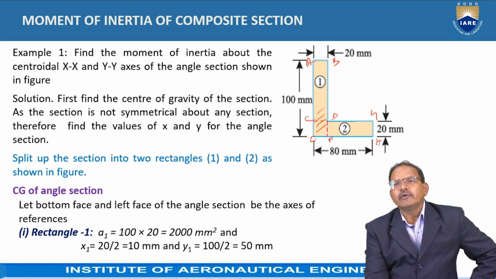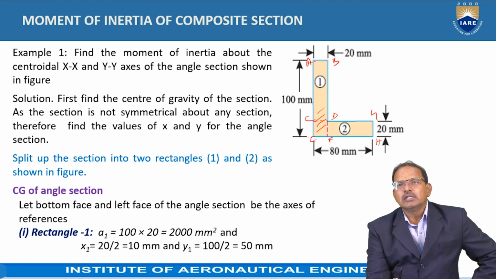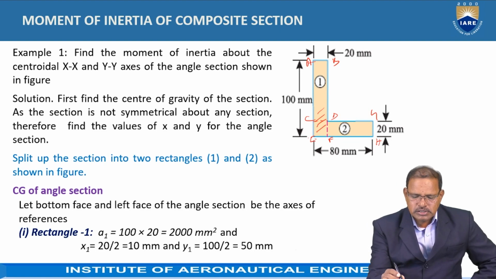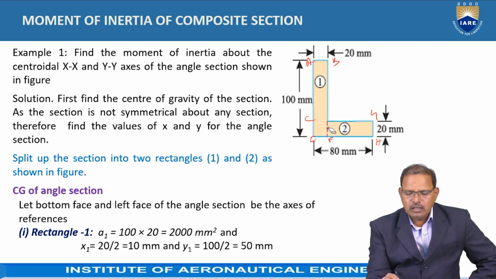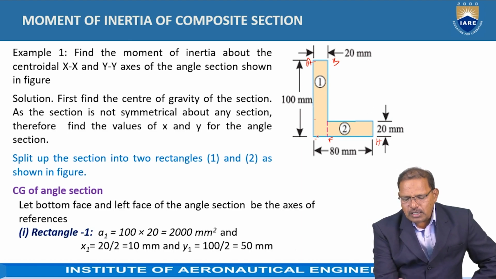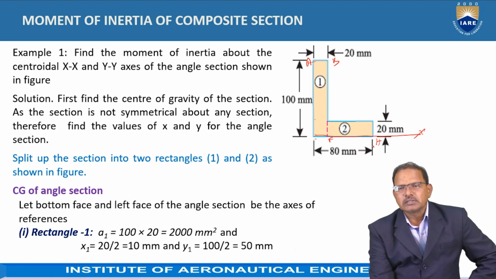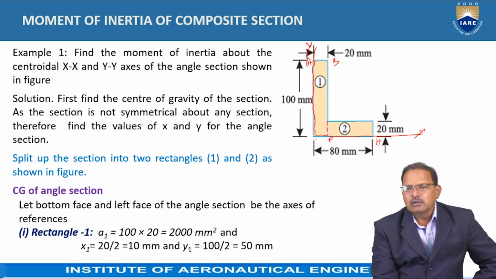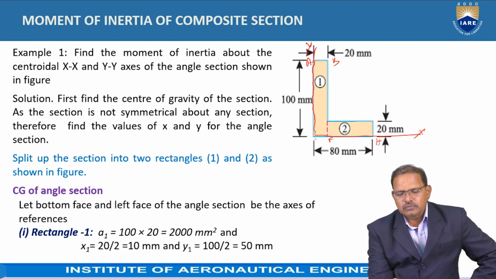First, to find the center of gravity of the section. Since the section is not at all symmetrical about the vertical axis or horizontal axis, hence the line which is passing through the bottom of the figure is treated as the x-axis now. The line which is perpendicular to the x-axis and passes through the extreme left of the section is treated as a vertical line. It is known as the y-axis now.